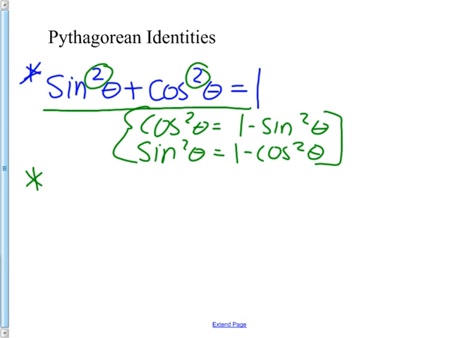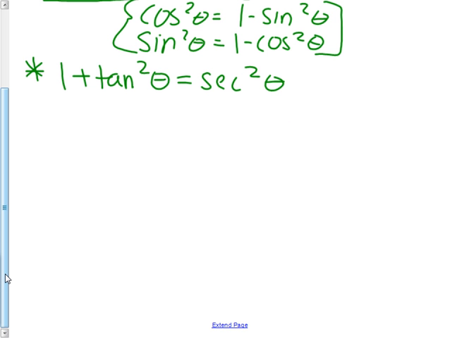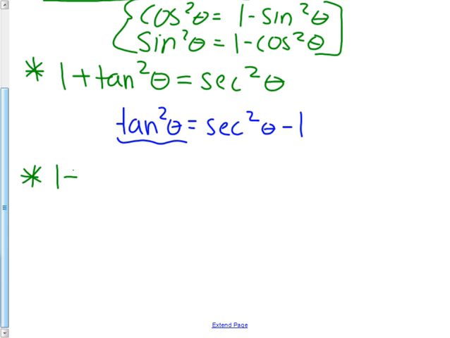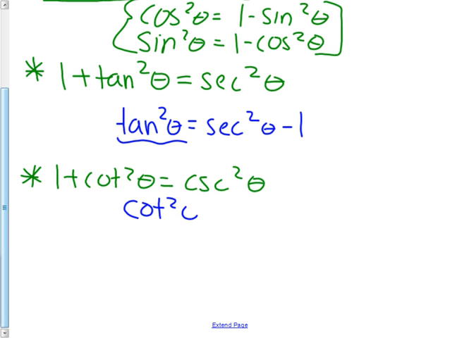Okay, a second one. The one with the tan is what we seek. And again, we can manipulate this. So if you see secant squared minus 1, then you could put tangent squared in for it. And then our last one is 1 plus cotangent squared of theta is equal to cosecant squared. And again, we can manipulate that to say that cotangent squared of theta is equal to cosecant squared minus 1.